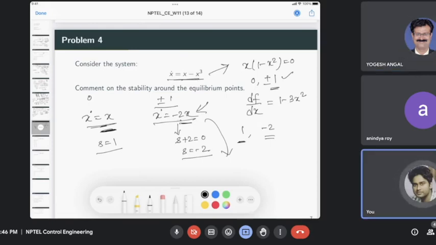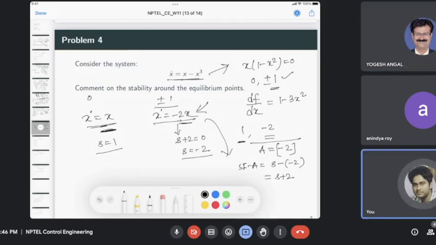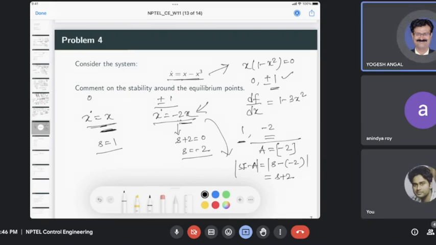Yeah, it's just a one dimensional thing. So the A matrix will be what? A equal to minus 2 only, right? You can also write it in matrix form like this. Then sI minus A will be s plus 2 in that case. And the determinant is also the same for a one dimensional matrix. So s equal to minus 2.